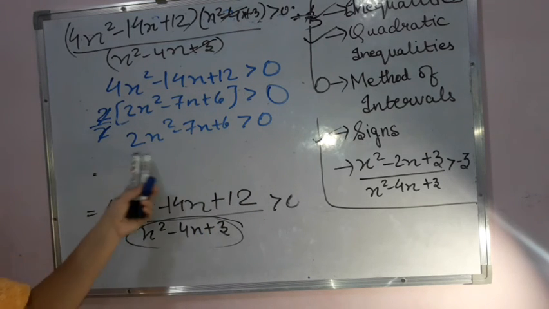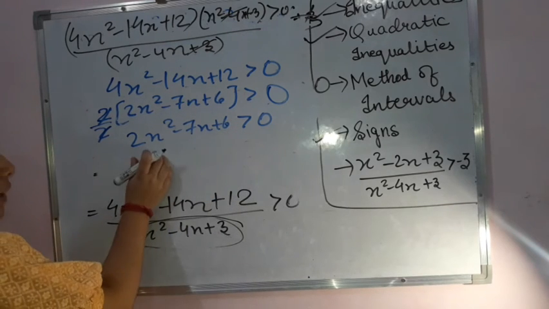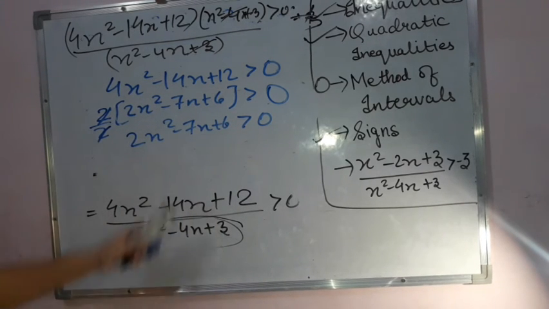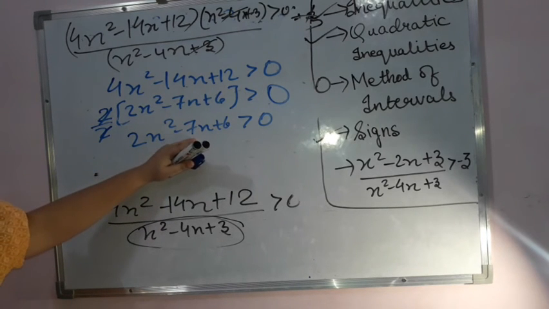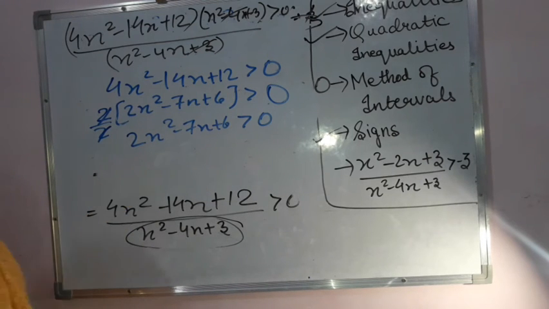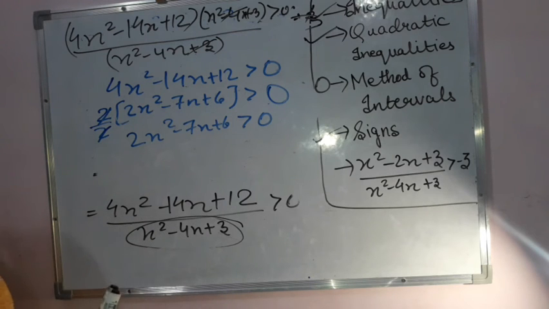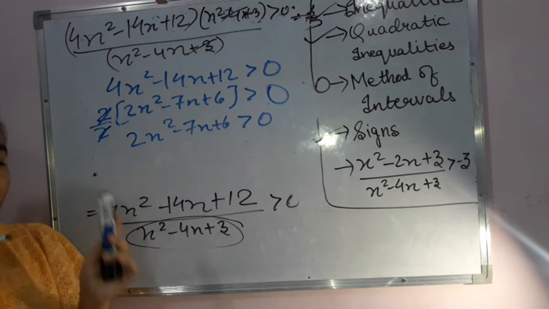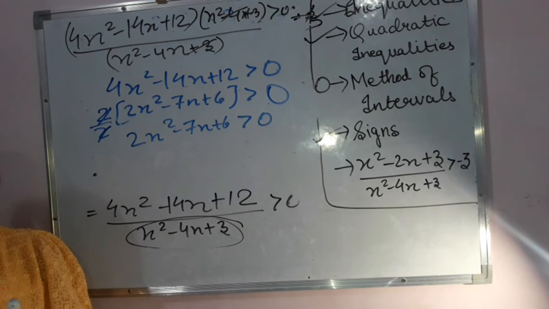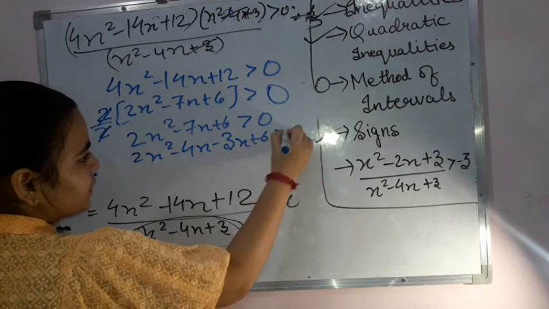Now, solving the basics: how do we solve quadratic equations? It is 6 times 2, that is 12. I need two terms which, when I add them, give me minus 7, and when I multiply them, give me 12x², which is plus. So can I have minus 4x and minus 3x? Because minus 4x minus 3x makes minus 7x, and minus 4x into minus 3x makes 12x², right? So 2x² minus 4x minus 3x plus 6 is greater than 0.